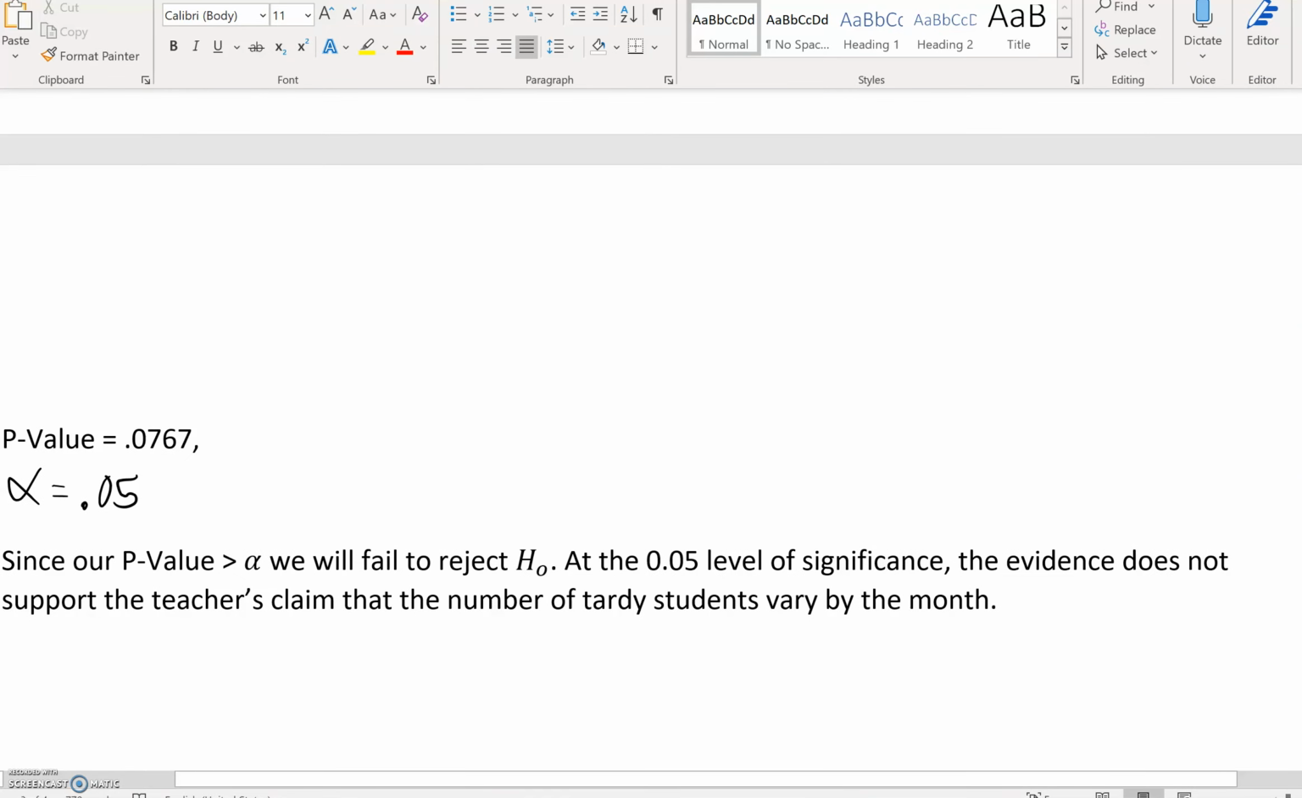Your test statistic for this problem is 15.56. Your p-value after rounding is 0.0767. Since our p-value is greater than alpha, we will fail to reject the null hypothesis. So at the 0.05 level of significance, the evidence does not support the teacher's claim that the number of tardy students varies by the month.